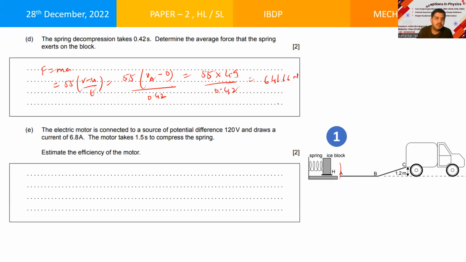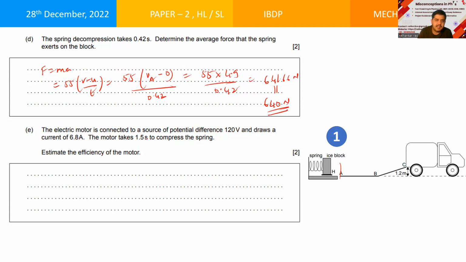641.66 Newton. Now, you see this for 2 marks, significant figures are very important. So 0.42 seconds has 2 decimal places over here, and VA is also 4.9, so 2 decimal places definitely. So this should be written as 640 Newton, right? Okay, let us move on to the next one.